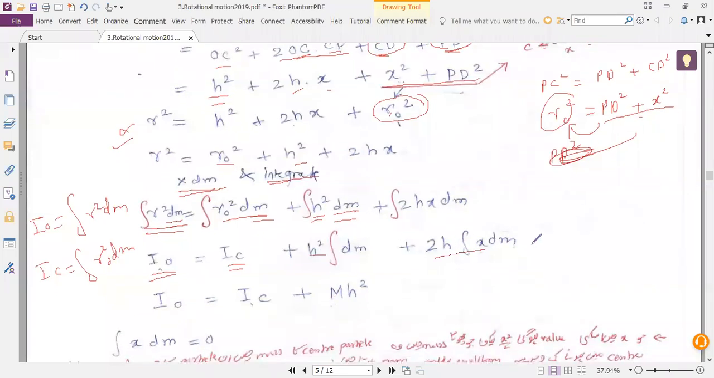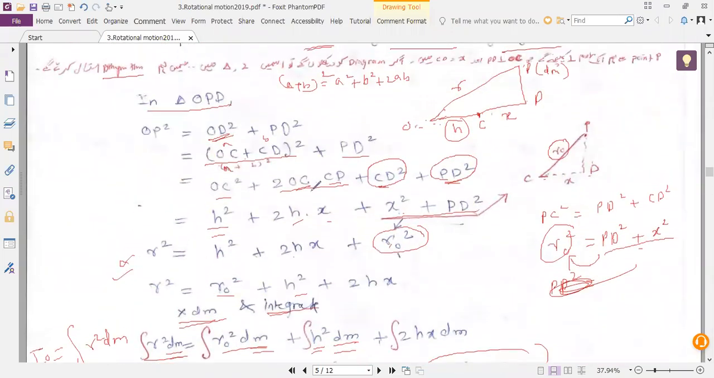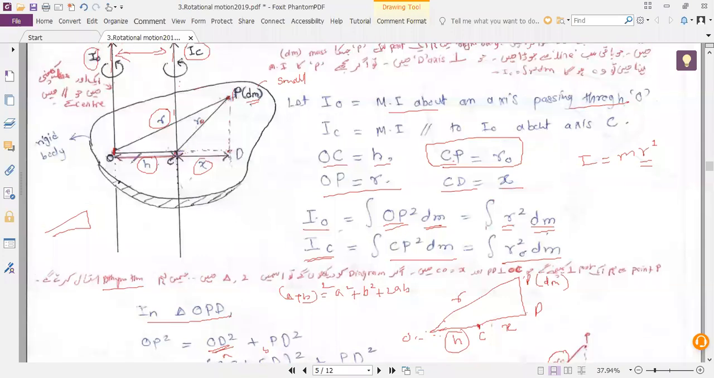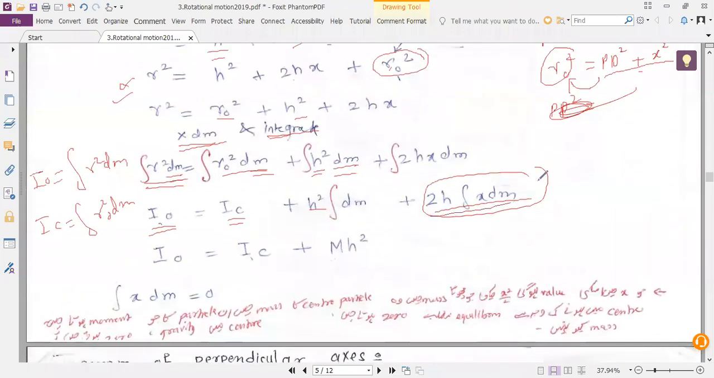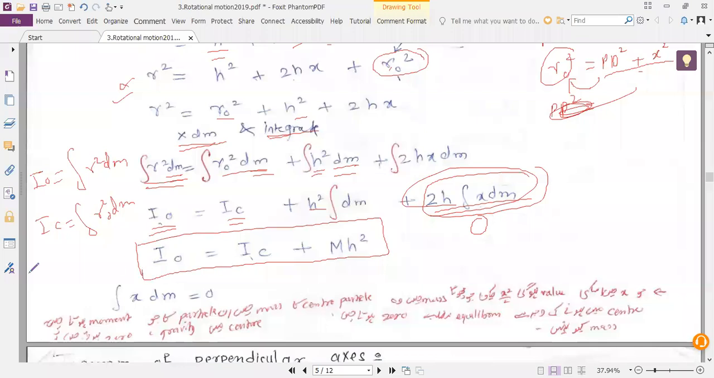And this HX dm comes from the center part. We know the CD, where is CD? So we see here, CD and HX represent the center part. And we know that the center of mass is always 0, so we take this whole part as 0. See, we are getting it: we proved the theorem, I0 is equal to IC plus MH square.